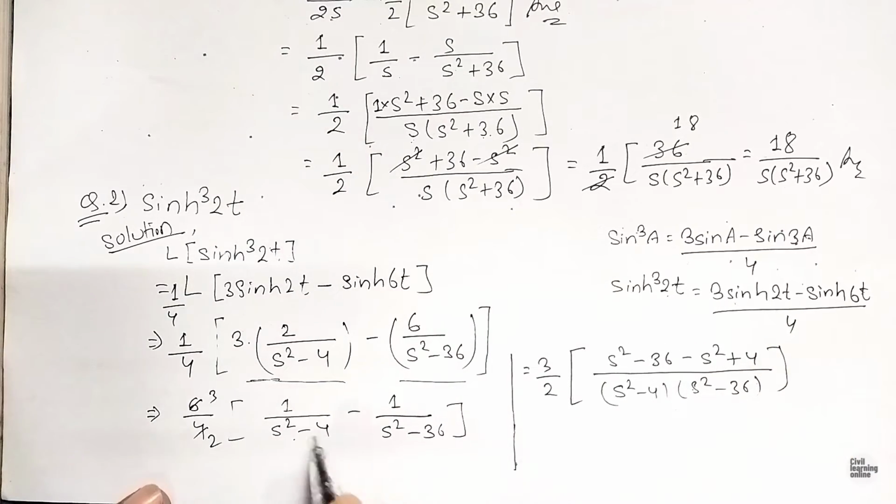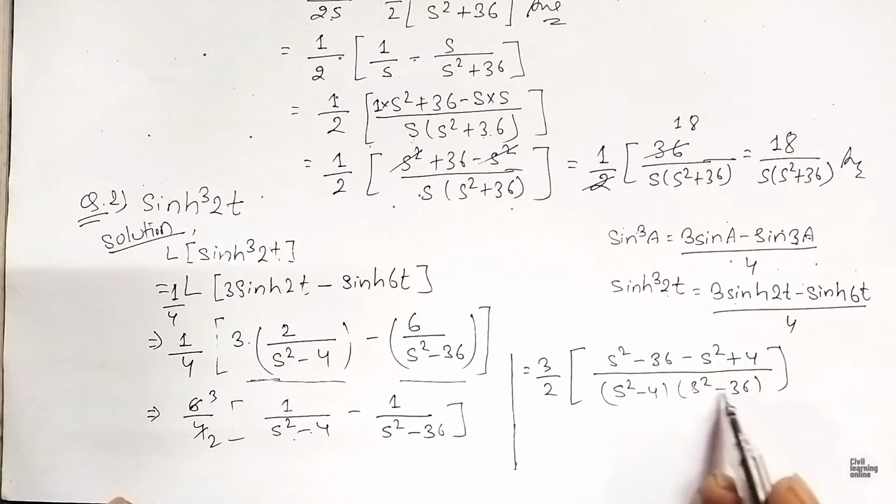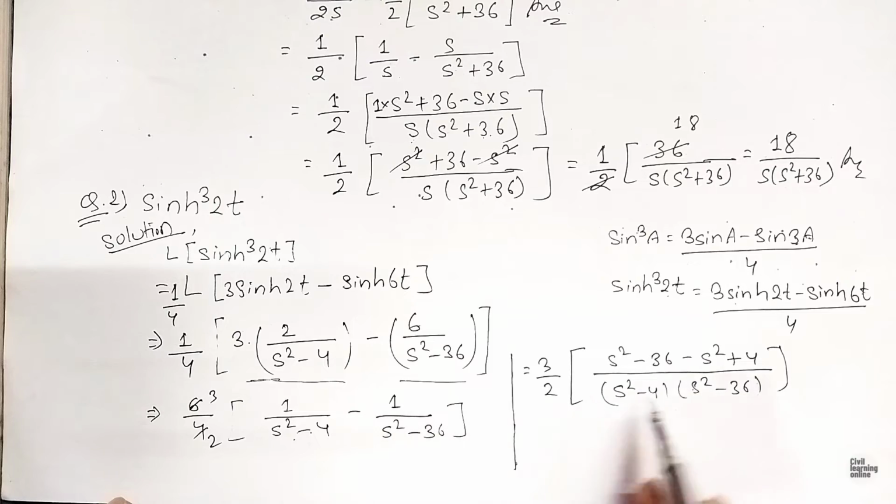So here what I did, the fractional subtraction. On taking LCM of s square minus 4 and s square minus 36, its LCM is going to be s square minus 4 times s square minus 36. So what I did, I divided this term by s square minus 4. What we got, the remaining term was s square minus 36. On dividing these two by this, we will get s square minus 36.